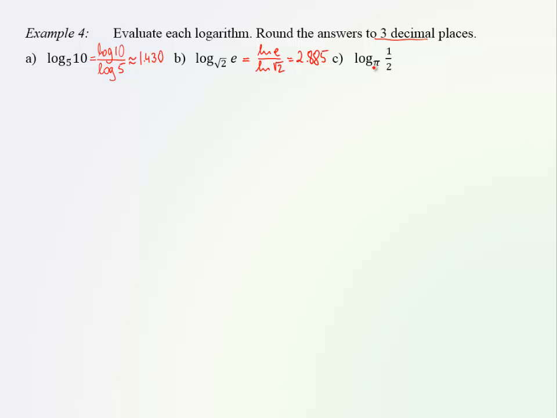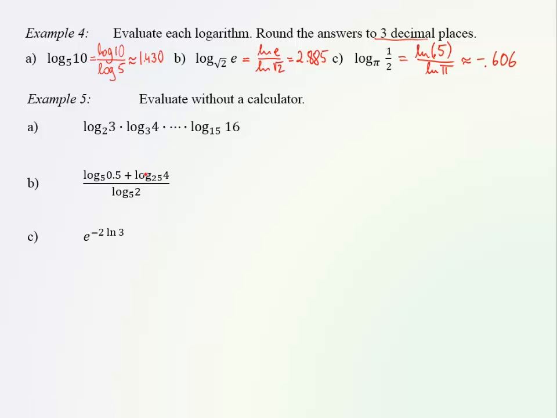Finally, log base pi from 1/2. So see, your bases could be as ugly as you can think of, and we can still evaluate this. So I like to use ln, so let's put ln 1/2 or 0.5 over ln of pi. And this is approximately negative 0.606 when you round to 3 places. Check by yourself.